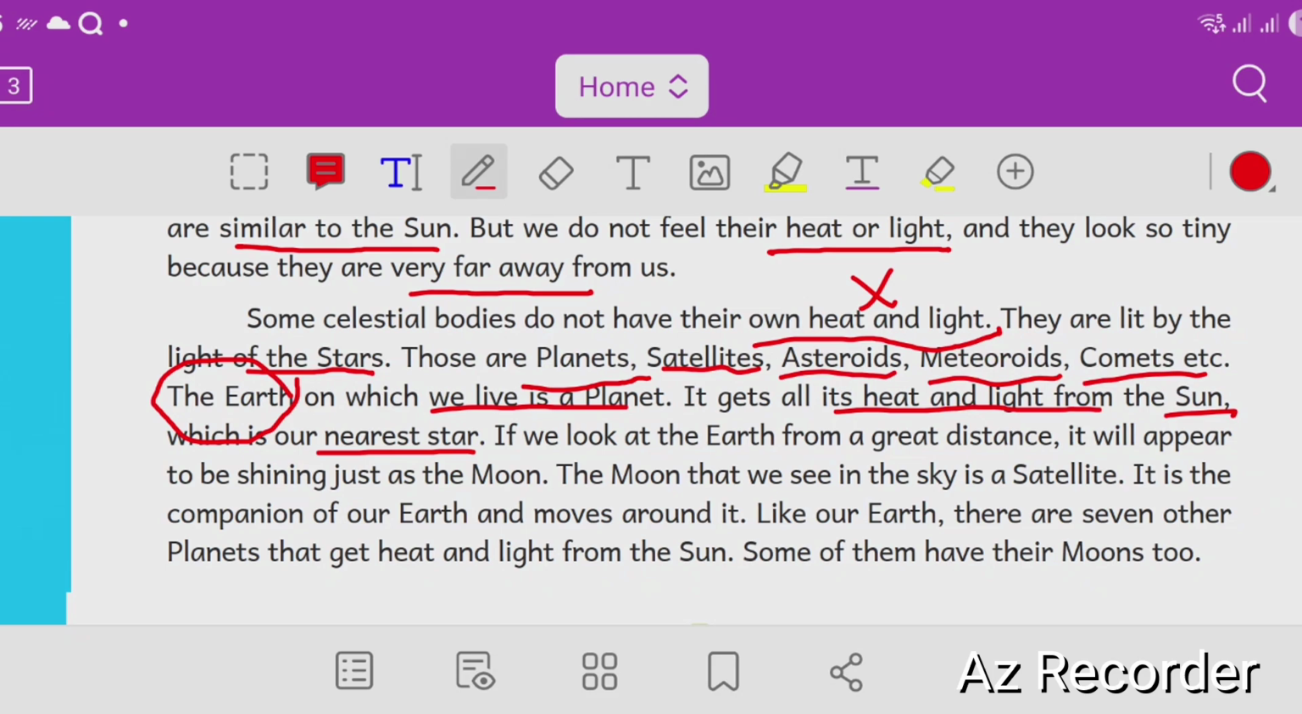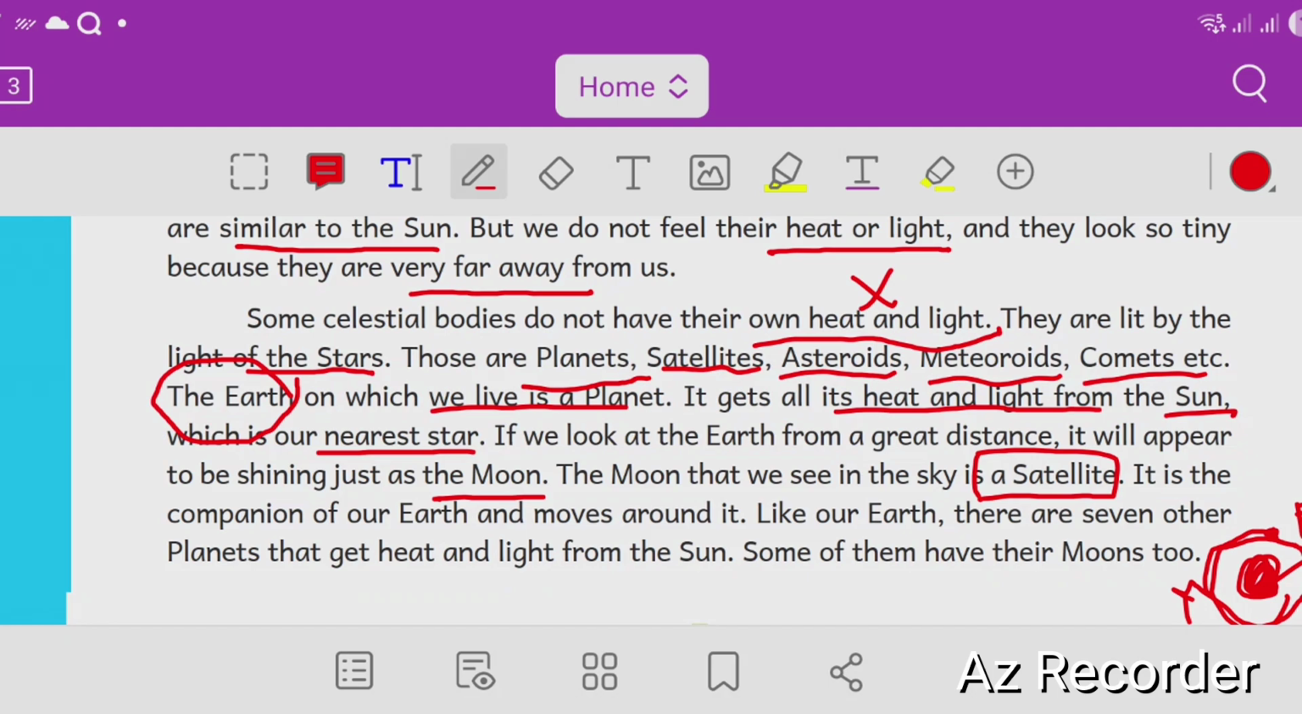If we look at the earth from a great distance, it will appear to be shining like the moon. If we go into the sky and look at the earth, it is also shining like a moon. The moon that we see in the sky is a satellite. Why is it a satellite? Because the moon is revolving around a planet. Here the planet is earth. The moon is revolving around the earth. So the moon is a satellite.